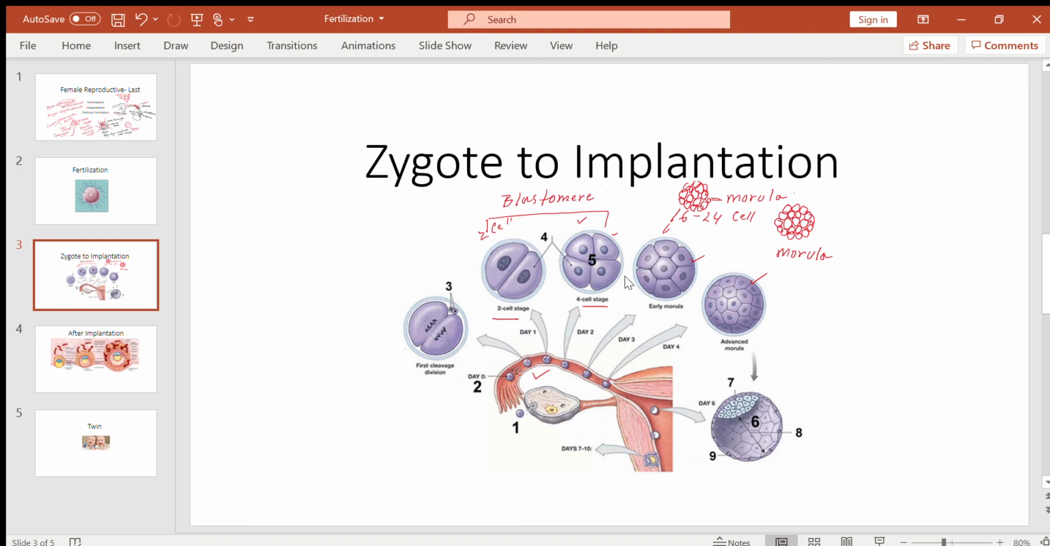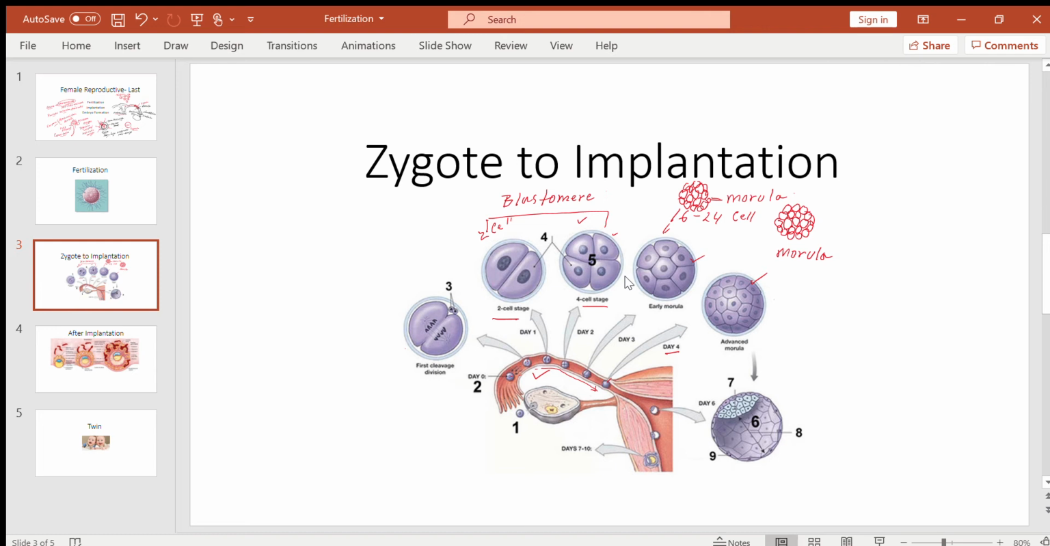Now you see as the cell division, mitosis is going on, the fertilized egg is moving towards the uterus. Okay, so as it is moving towards the uterus, multiplication and changes are taking place. Okay, then what will happen? This is day 4 after fertilization, day 4. So it is close to the uterus.